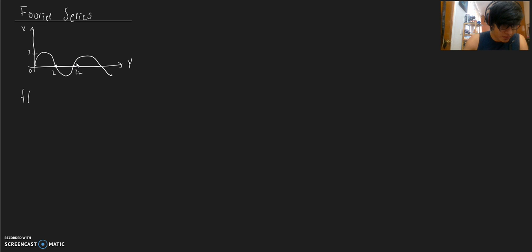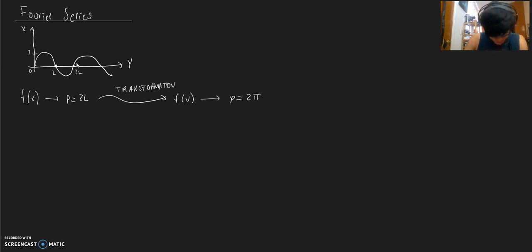We know that the function f(x) has a period equal to 2L. So what we need to do is a transformation so that the function will now depend on a variable v, and its period will be equal to 2 pi. This can be done by a variable transformation where x is equal to the given period, in this case 2L, divided by 2 pi, times v. This allows us to have a new f of v that has a 2 pi period, so that we can use the previously mentioned formulas.